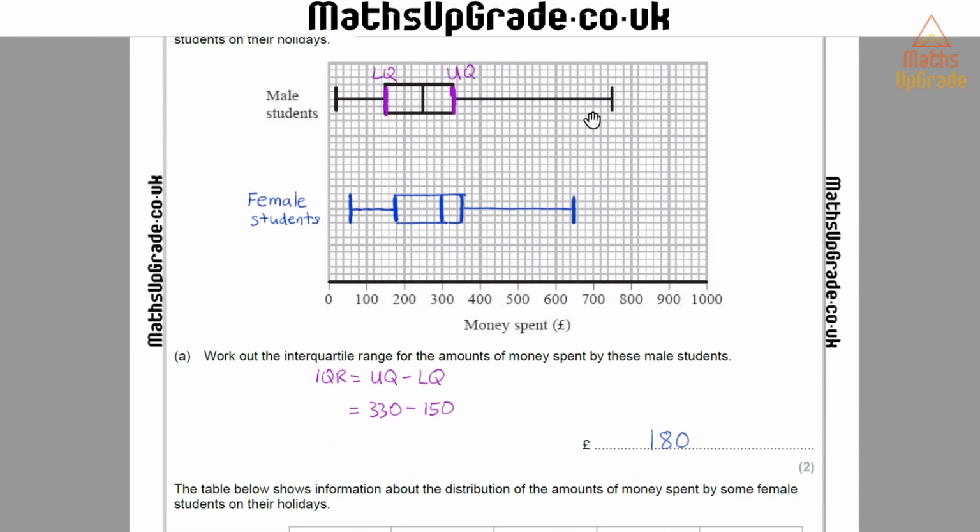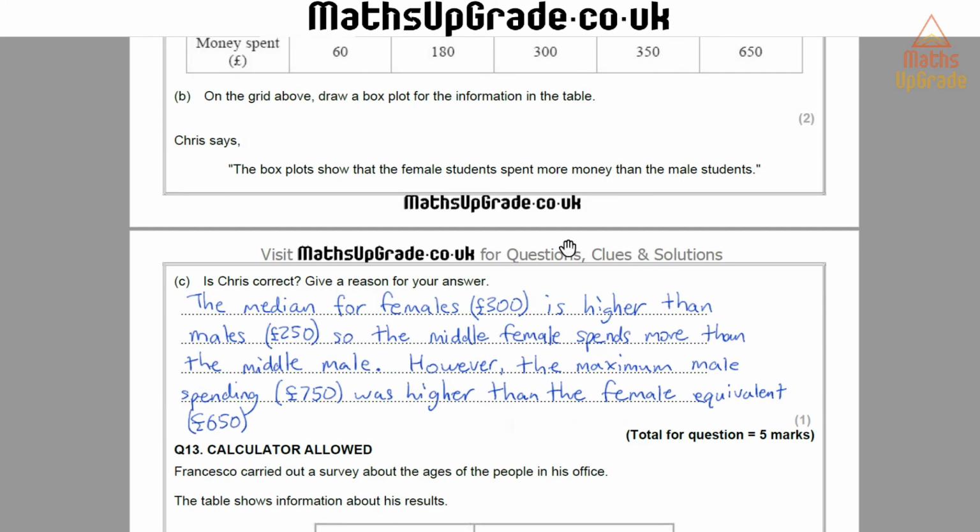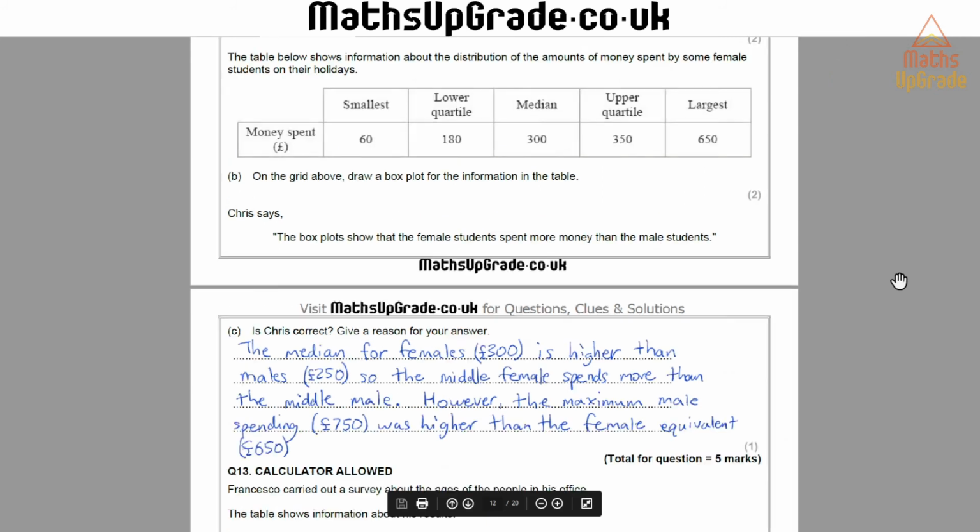But you can also see that the male student that spent the most spent more than the female student that spent the most. So I'd put that as a reasoning as well. So I've put the median for females is higher than the median for males. So the middle female spends more than the middle male. But the maximum male spending was higher than the maximum female spending. The whole question was worth 5 marks.